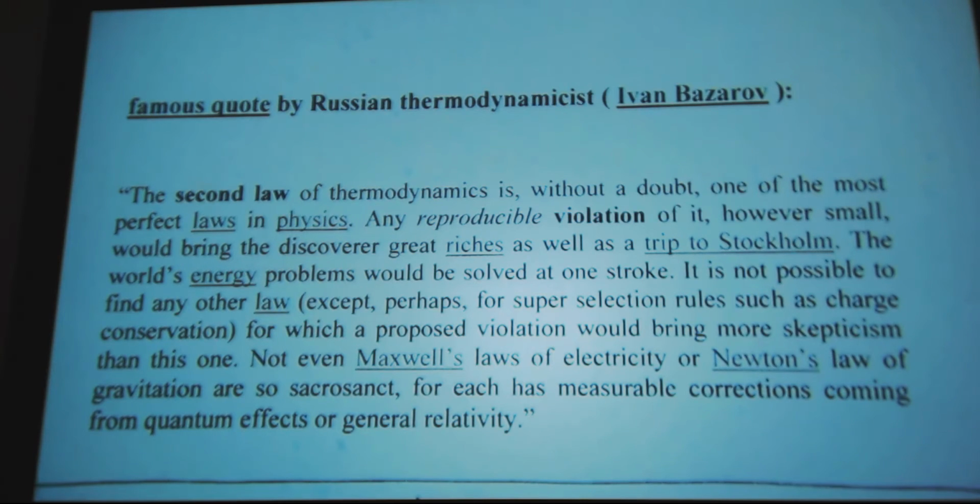Any reproducible violation of it, however small, so a grain of sand in the ocean to a supernova, no matter how small or large, any violation of the second law will bring the discovery of great riches and a Nobel Prize. If you find any violation in the second law, because of that one caveat, no matter how small, you will solve all the world's energy problems.